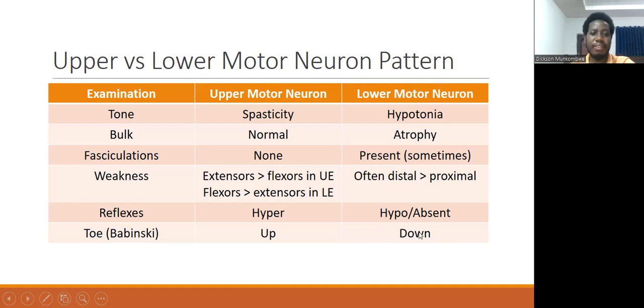So we see that even though not everything in the lower motor neuron category is found in our patient, we have a substantial amount of the lower motor neuron parameters for us to classify his presentation as a lower motor neuron presentation.